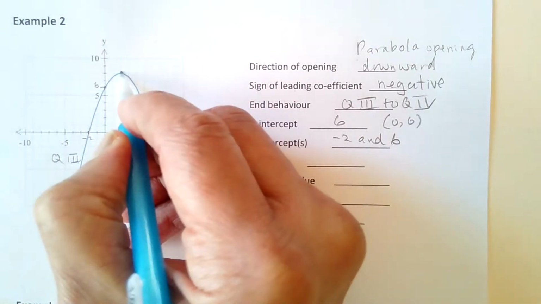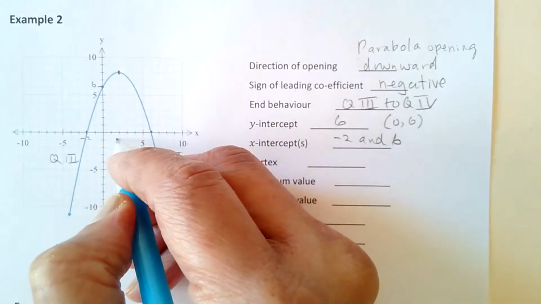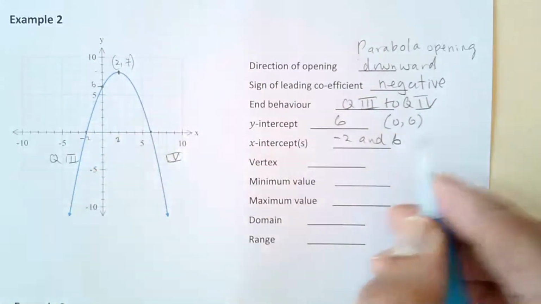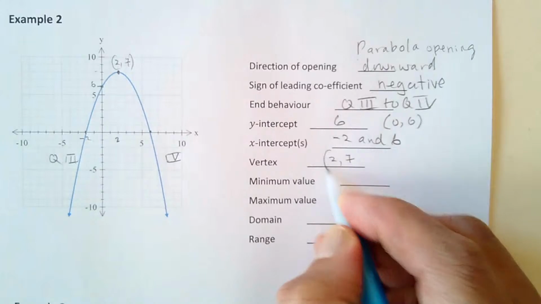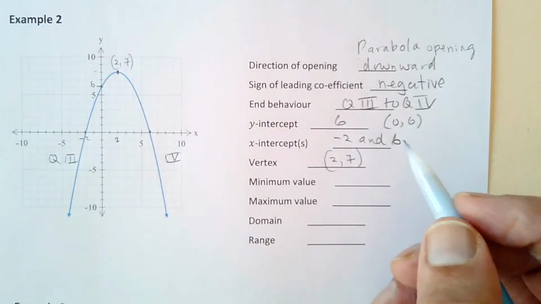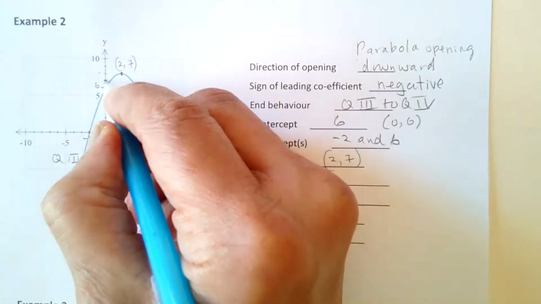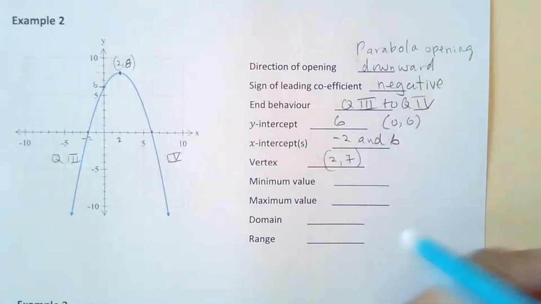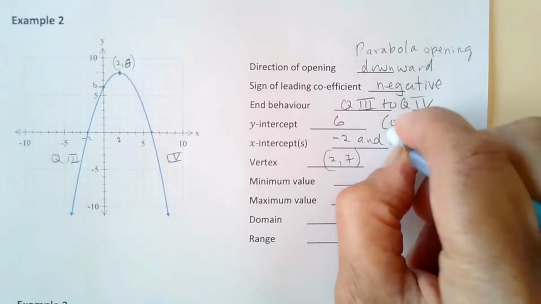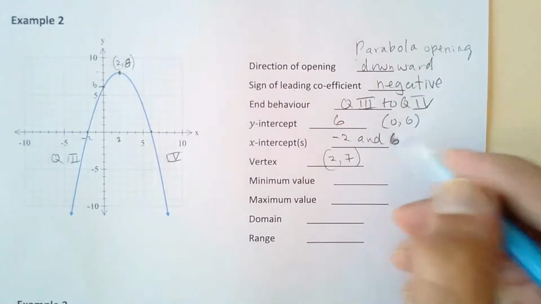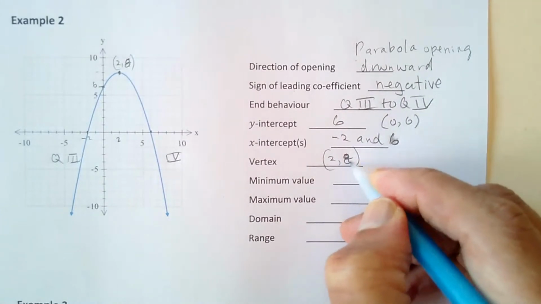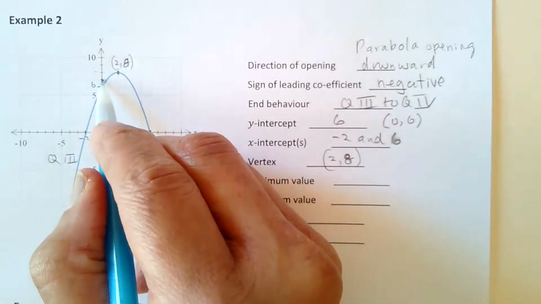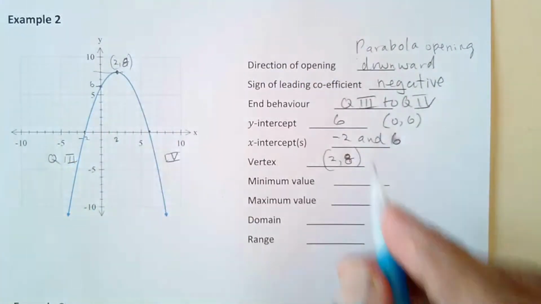The vertex, this point right here, which is 2, 7. Which is 2, 8. Let's see here. Oops. This is my intercept here. I need 8. So 2, 8, yes, right here.